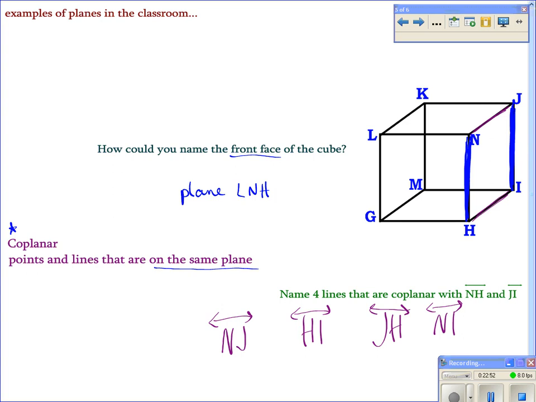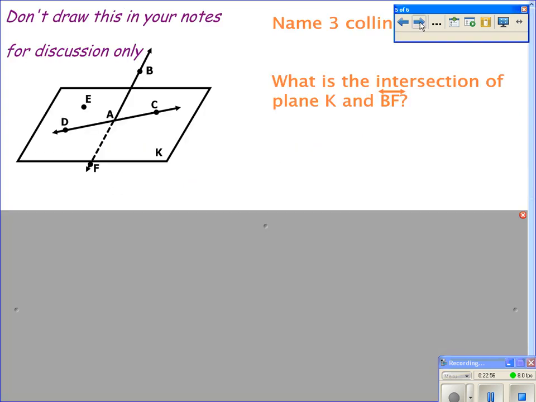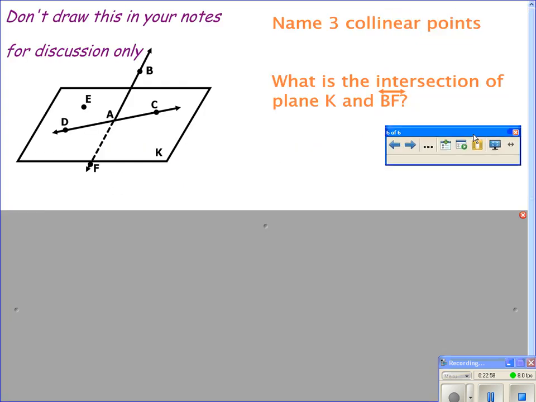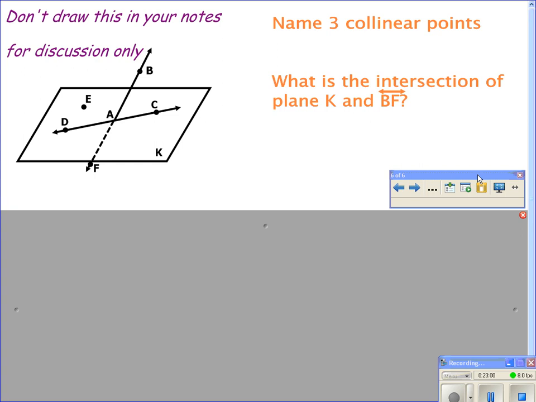Okay, we have one slide left, and it is not required to draw this picture. We're just going to discuss this. This is similar to a question you will see in your homework today and also on your test at the end of the chapter. So what I'm going to do is give you a 3-dimensional model for this picture.